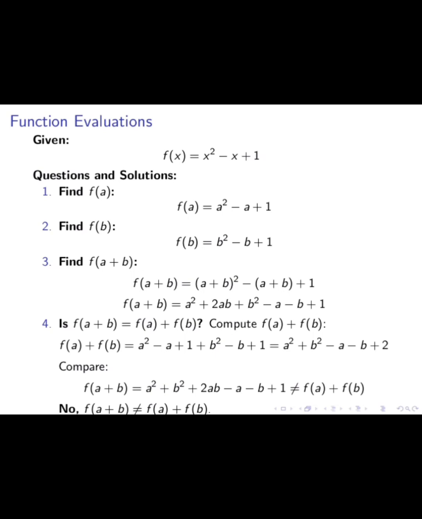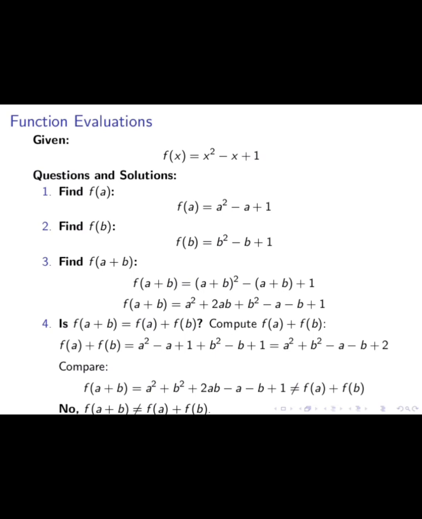Now the next thing, f of a plus b, anywhere you see x, you are inserting the value for a plus b. So we are always making reference back to the given function. So that will be a plus b all squared minus a plus b plus 1. Then by expansion, we have a squared plus 2ab plus b squared minus a minus b plus 1.